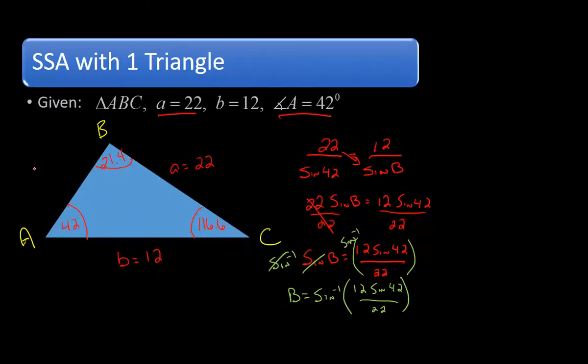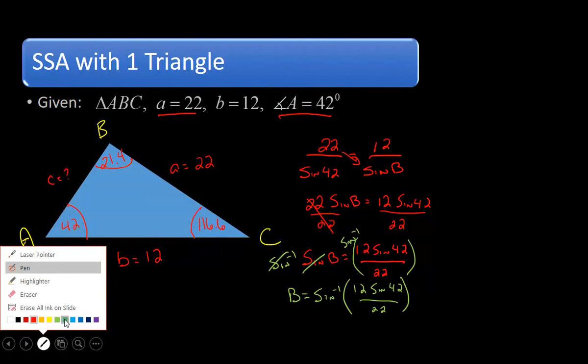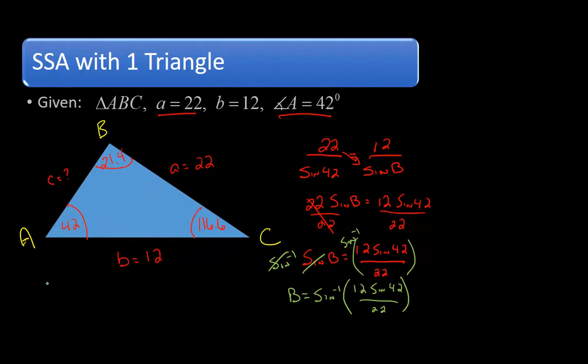And so the only other side to solve for is little c. And again, I will use the pair that was given. So 22 over sine 42 is equal to c over sine of 116.6. Cross multiply and divide. I'll do it all in one step here. c is going to be 22 sine of 116.6 divided by the sine of 42.